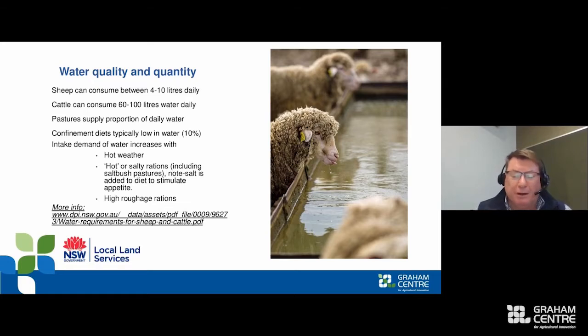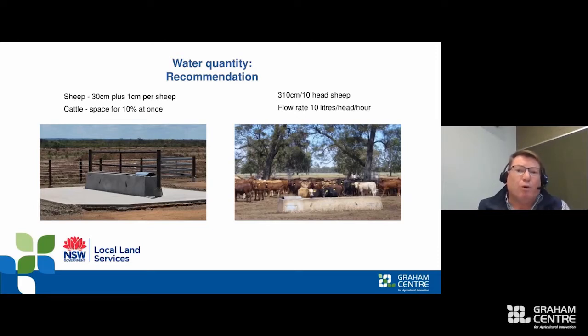So there's a lot of information here to talk about, which we can offer on a personal basis if someone requires. But water trough recommendations: sheep 30 centimetres plus per head, plus an extra centimetre per sheep. So ideally, if you had 10 sheep, you'd be looking at 310 centimetres of length of troughing to cater for those 10 sheep. For cattle, you require space for about 10% at once. Flow rate is generally a minimum of about 10 litres per head per hour.